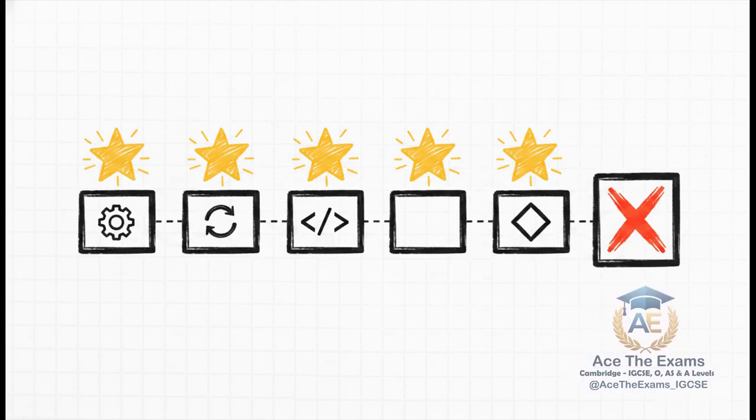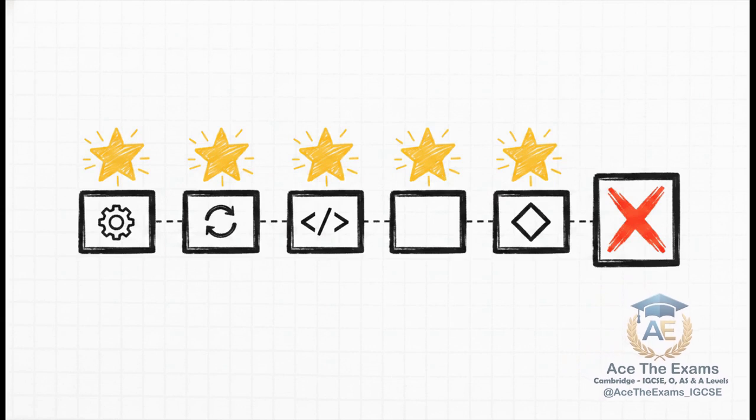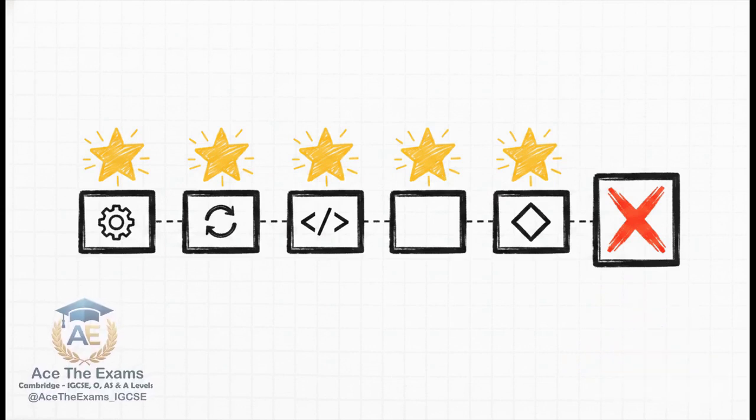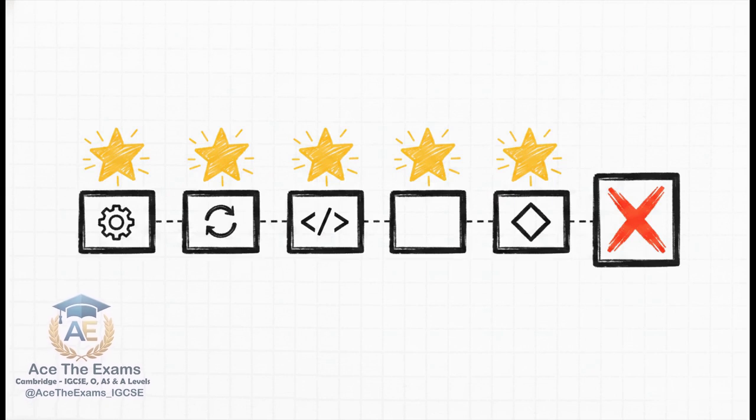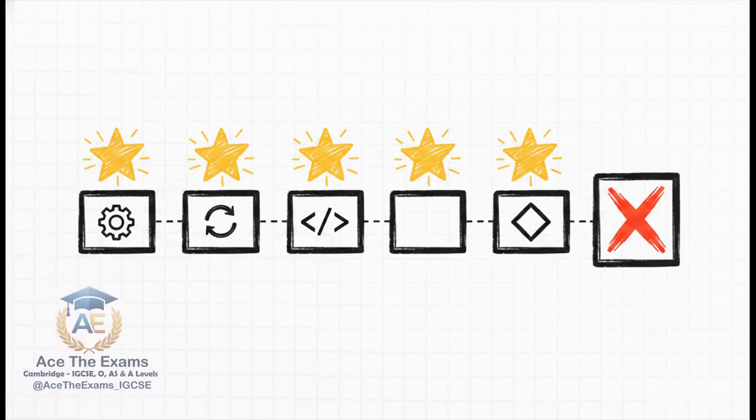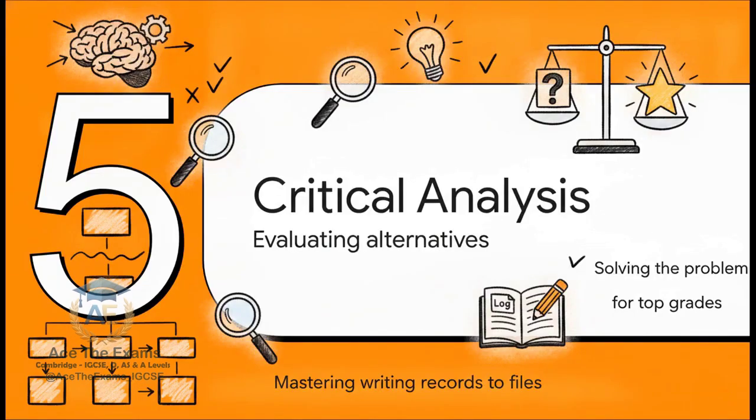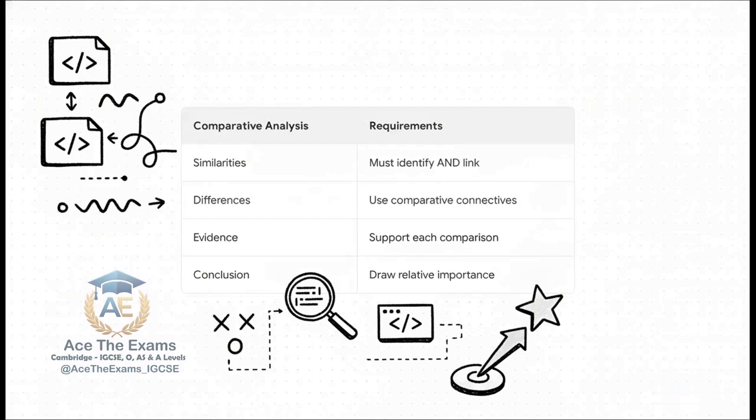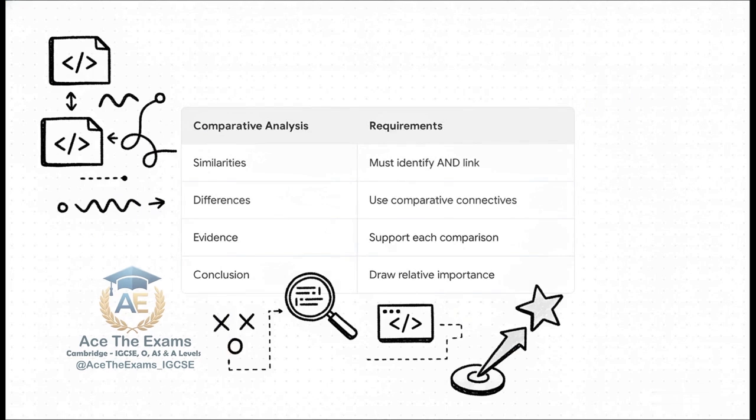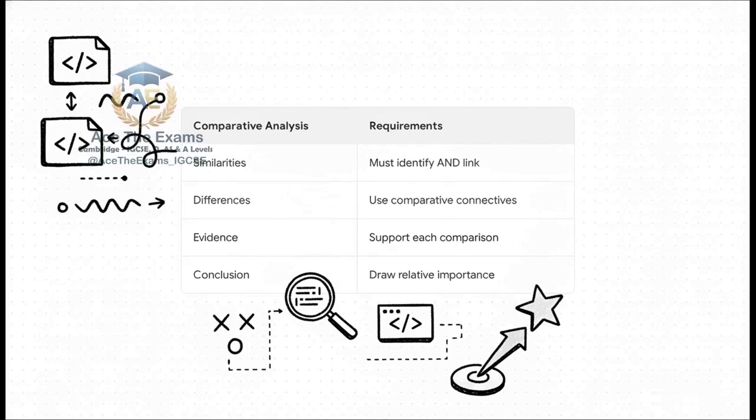It can turn a catastrophic 0 out of 8 into a solid 6 out of 8, even with a flawed final output. I cannot stress this enough. Document your process. Let the examiner see the visual story you built in your head. Section 5. Critical Analysis Strategy. When you are asked to evaluate alternative algorithmic approaches, say comparing 2 different ways to write records to a file, you need a systematic approach.